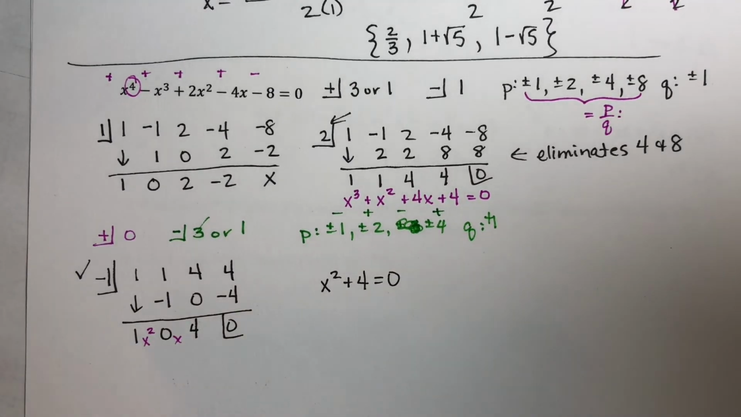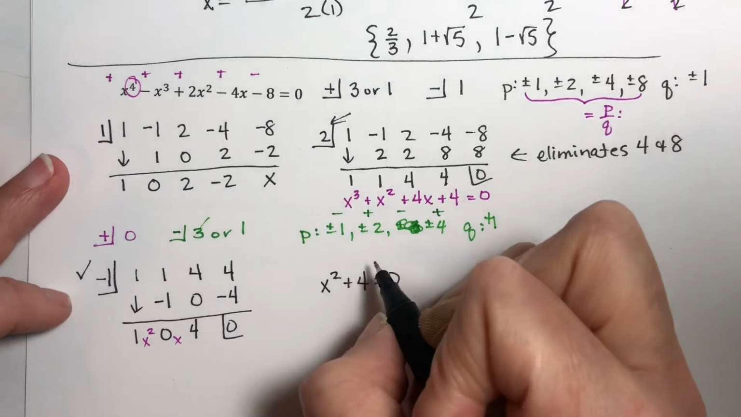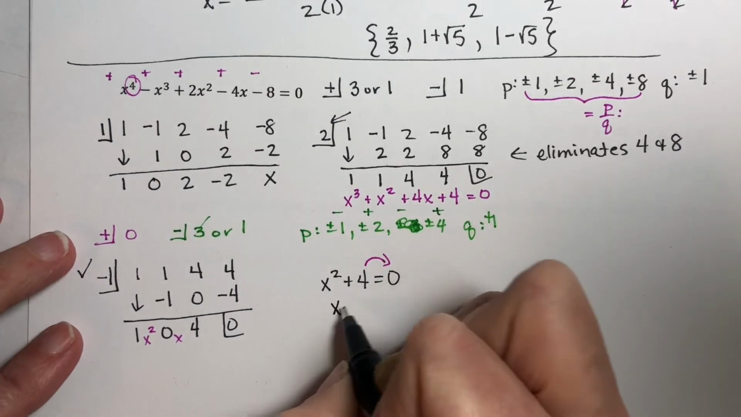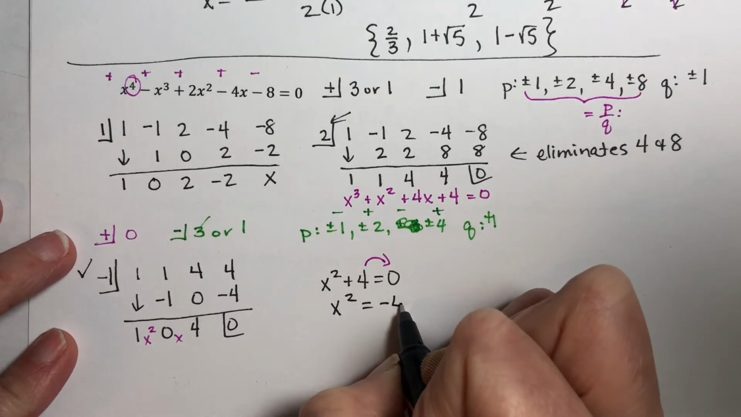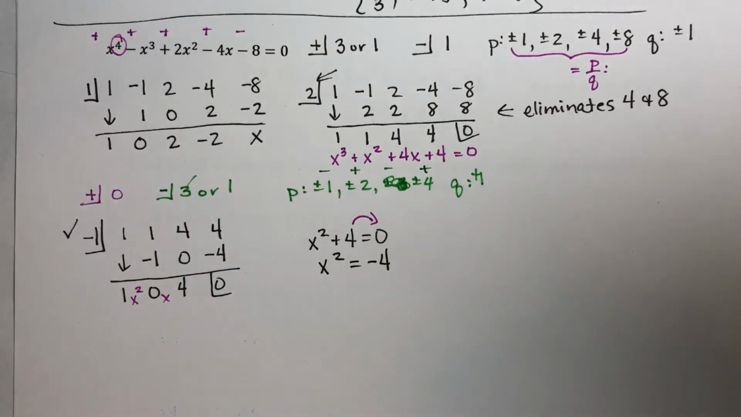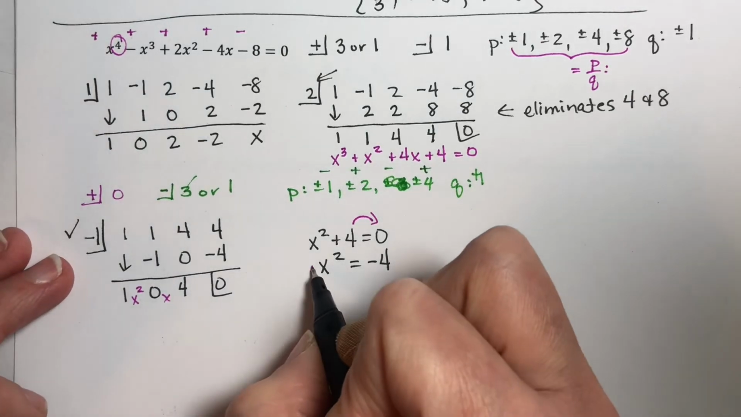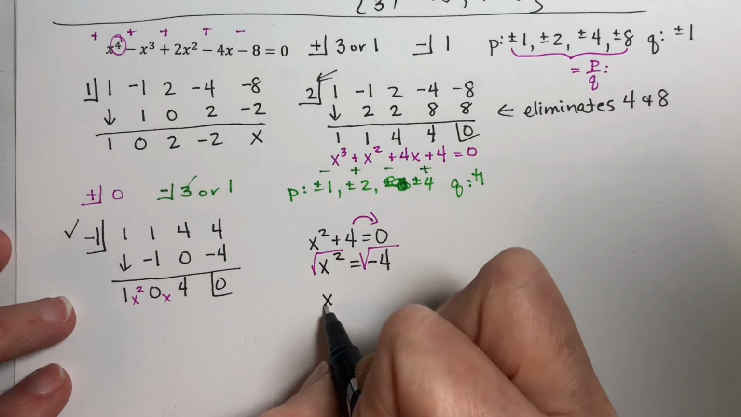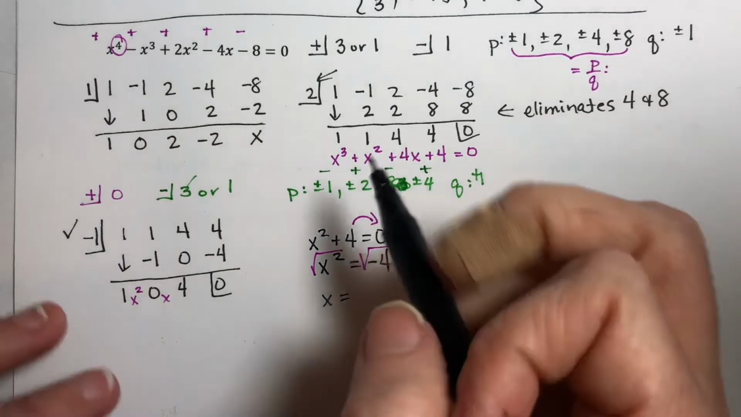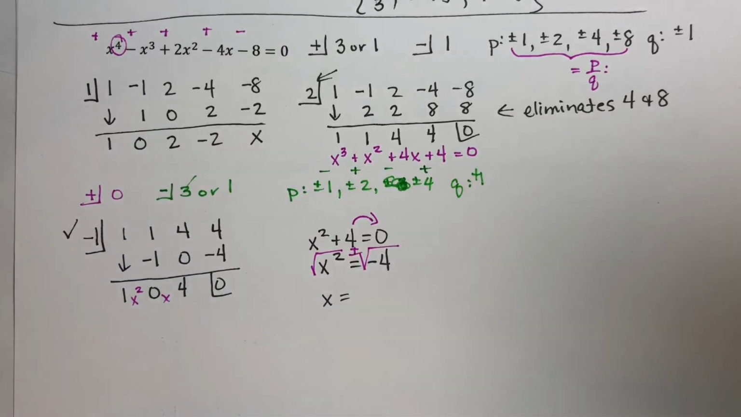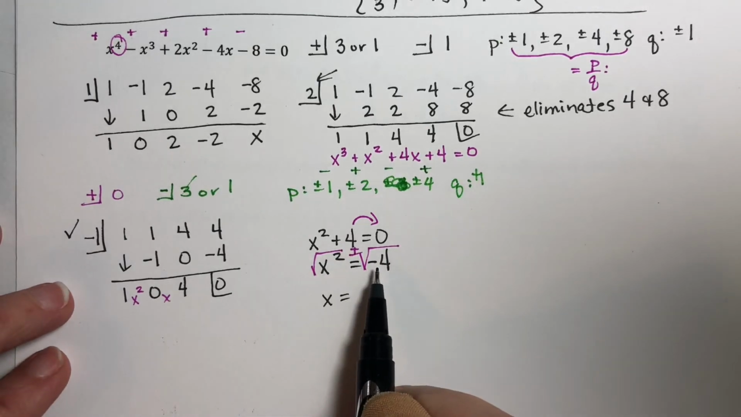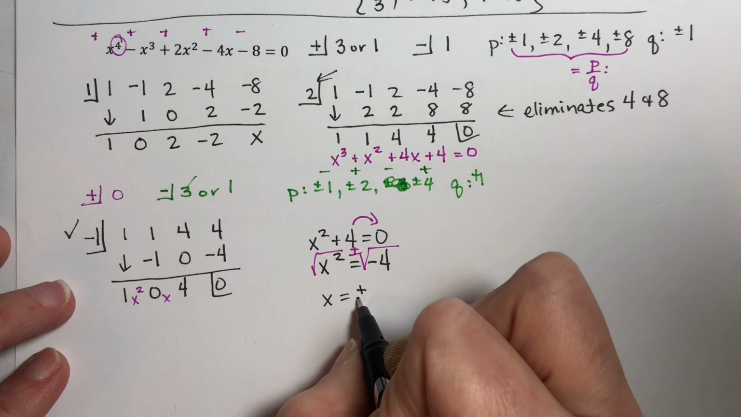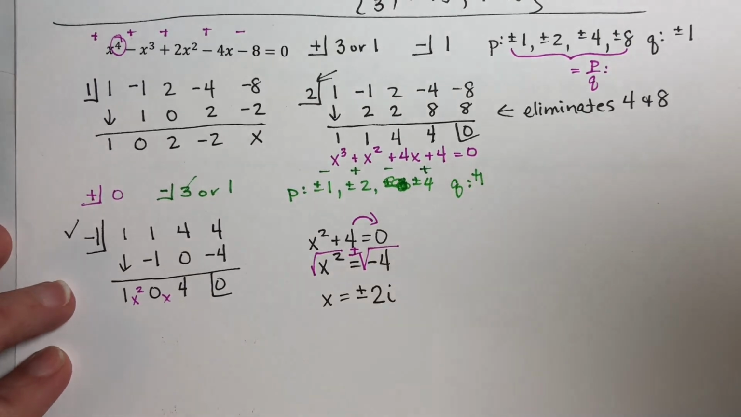Now I can easily make this into a square root property problem by getting the square by itself. So I'm going to subtract 4 from both sides. And I get x squared equals negative 4. Now I'll take the square root of both sides. And you get x is equal to, when you take the square root over here, you need a plus or minus. And then the square root of a negative number is going to have an i in it. The square root of 4 is 2, so this is plus or minus 2i.